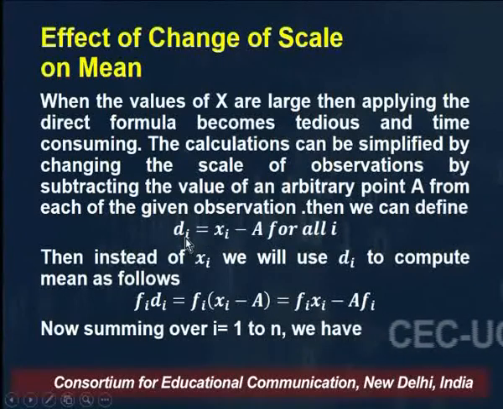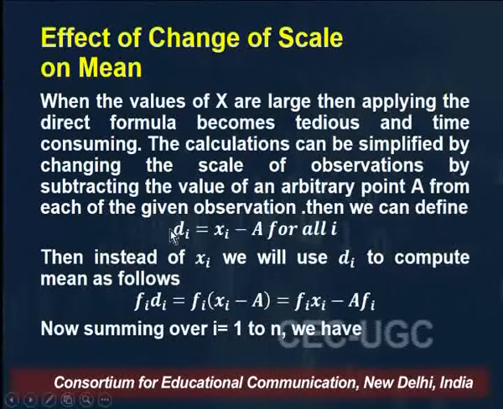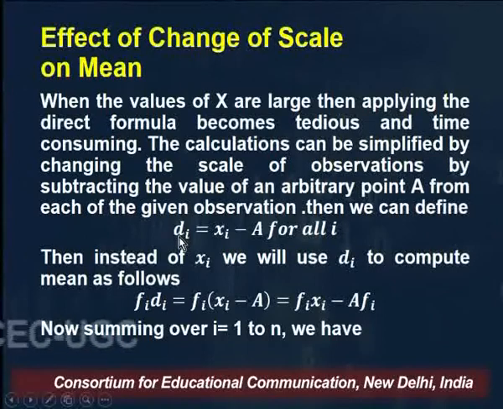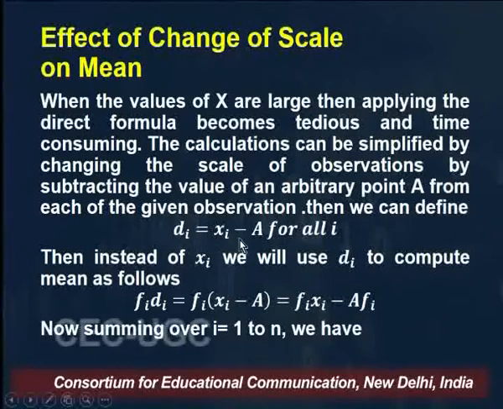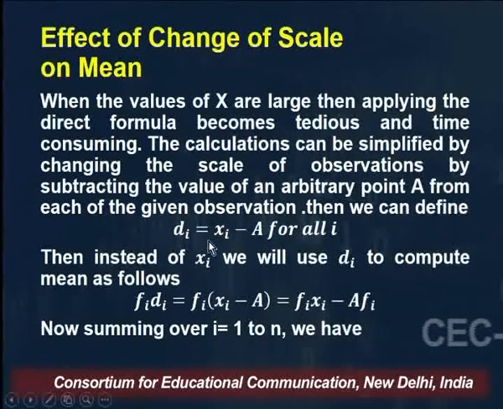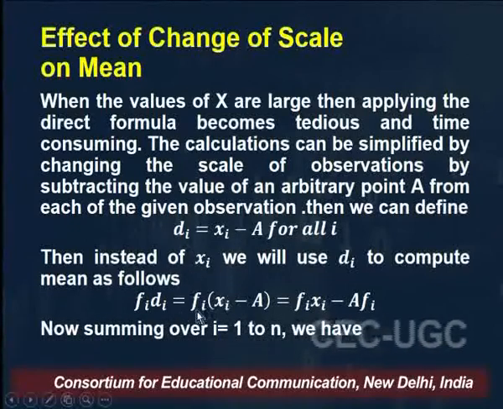So now, instead of finding the arithmetic mean based on xi's, I am going to find the arithmetic mean based on di's. Why do we do that? Because the values of di's are very simple, easy and small, rather than the huge or large values of small xi. And then there is a formula which connects the two, and using that I get the arithmetic mean of the original xi's. So let us just proceed one by one. Instead of xi, we will use di to compute the mean.